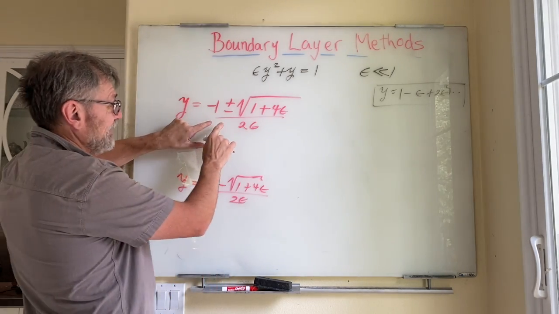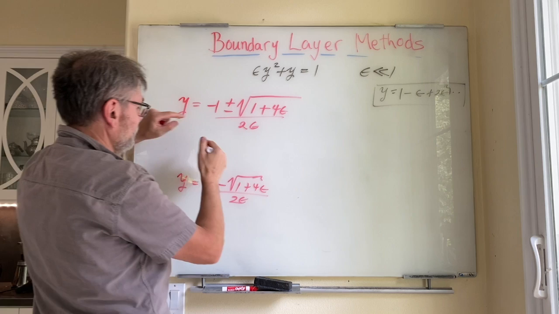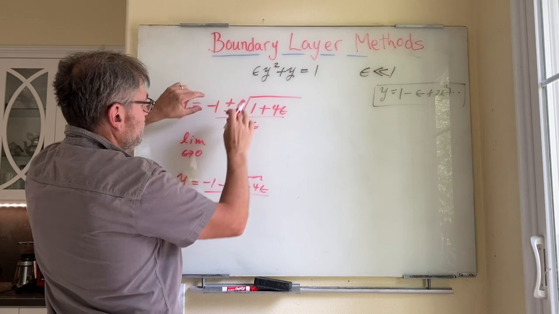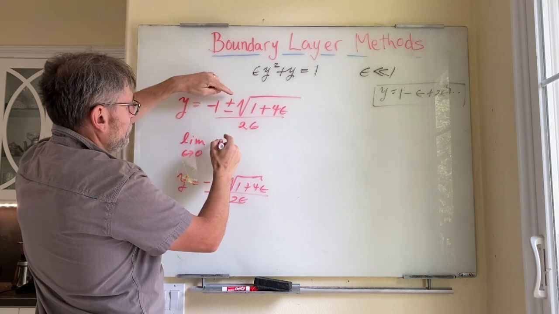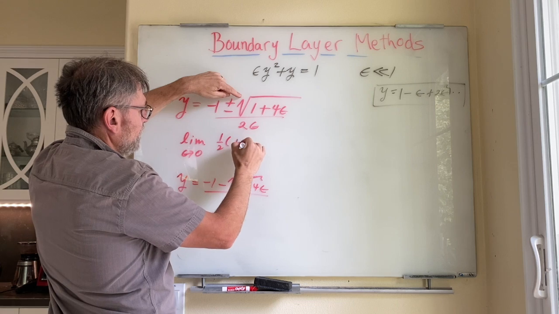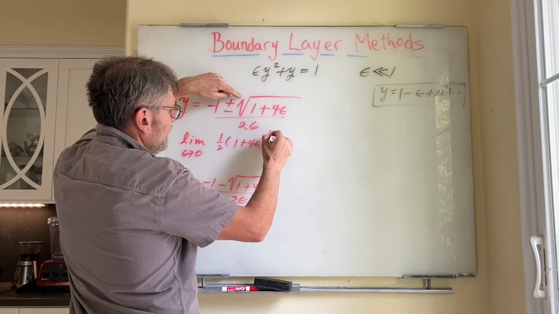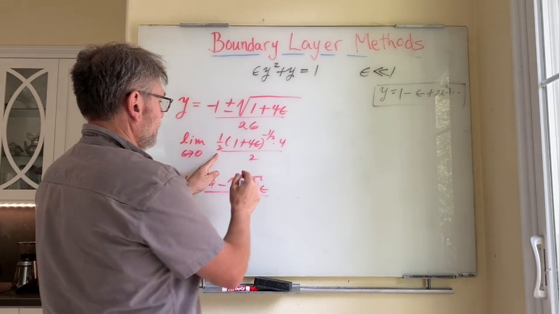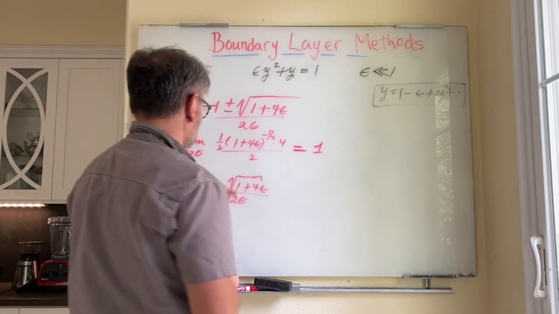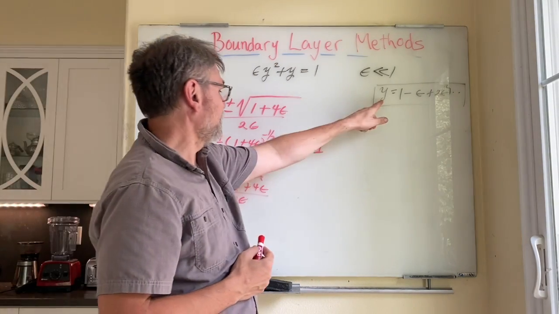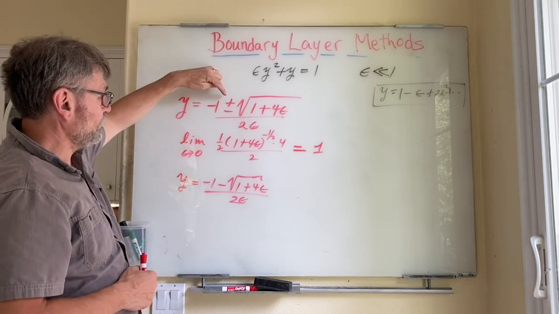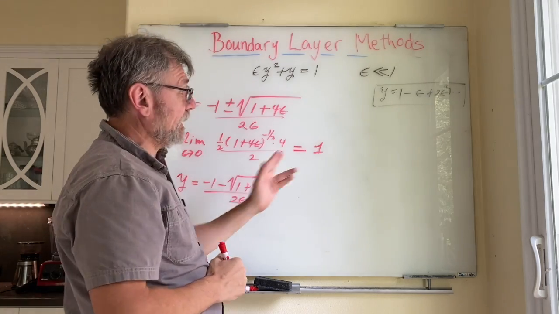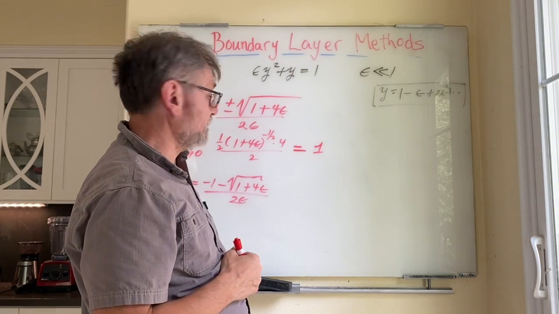Just to be sure, if I take the limit as epsilon goes to 0, I do get that. Let's try L'Hopital's rule. The limit as epsilon goes to 0 of this one, we take the derivative of the top and the derivative of the bottom. From the top, we get 1/2 times 1 plus 4 epsilon to the minus 1/2 times 4, and on the bottom we get 2. And the limit as epsilon goes to 0 of that is equal to 1, right? Which is good because that's the root we get from here. So the solution with the plus is this one. The solution with the minus is something different that we didn't get from our regular perturbation expansion.